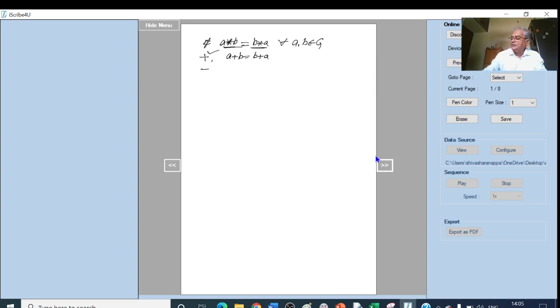What about minus? Can I write a minus b equal to b minus a? No, this is not equal. So commutative law is not true for minus. What about multiplication? Can I write ab is equal to ba? With our usual multiplication, yes, this is true. Therefore commutative law holds for multiplication also. What about division? Can I write a by b equal to b by a? No, this is not possible. Therefore commutative law is not true for division. This is known as the commutative law.